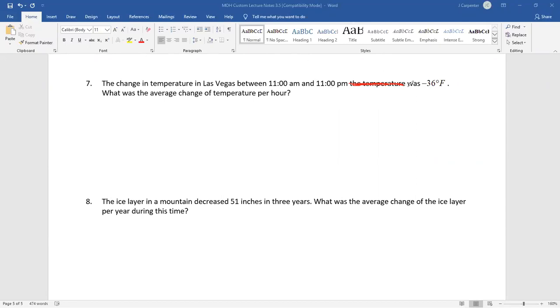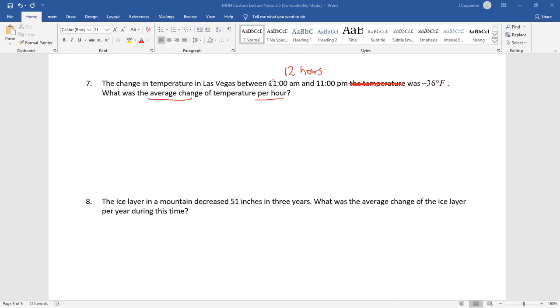Was negative 36 degrees Fahrenheit. I didn't just say negative 36 degrees. I said negative 36 degrees Fahrenheit, because if it was Celsius, that would be a lot more critical of a change. So between 11 a.m. and 11 p.m., that's 12 hours that go by. And they want to know, what was the average change of temperature per hour?